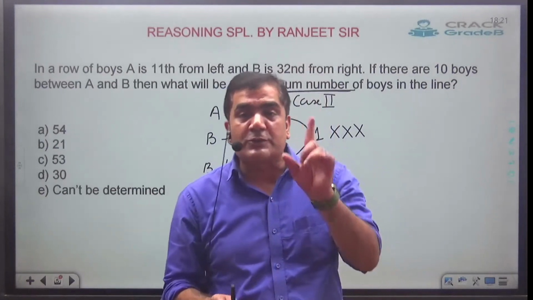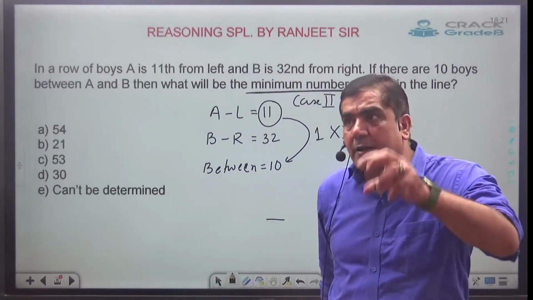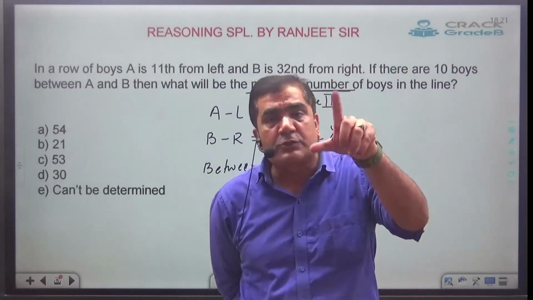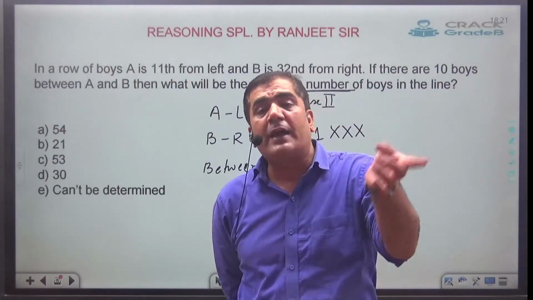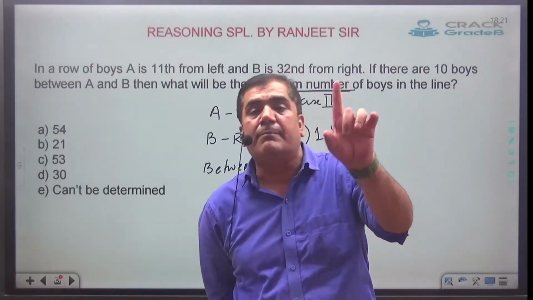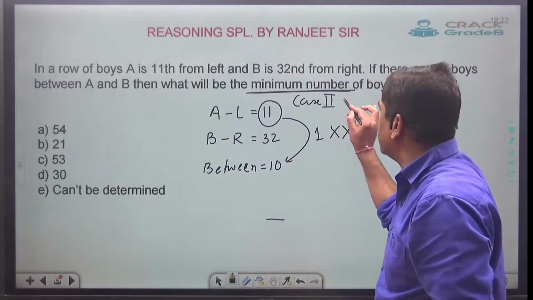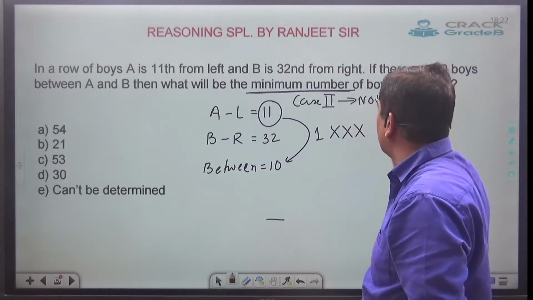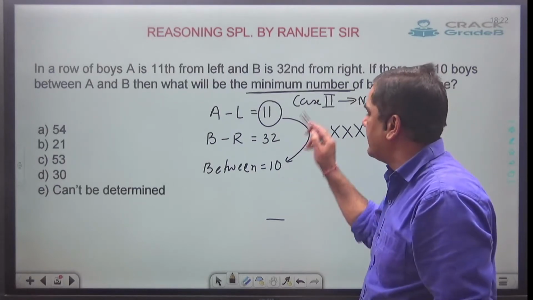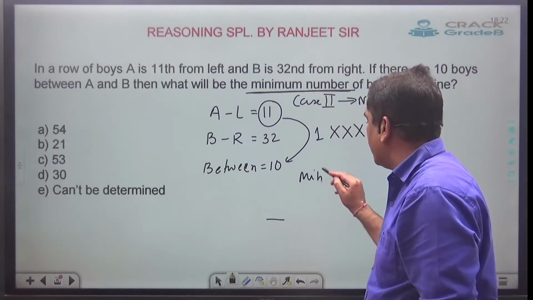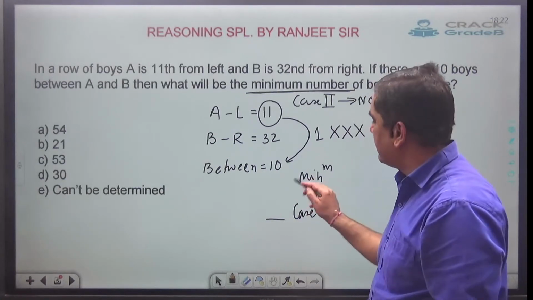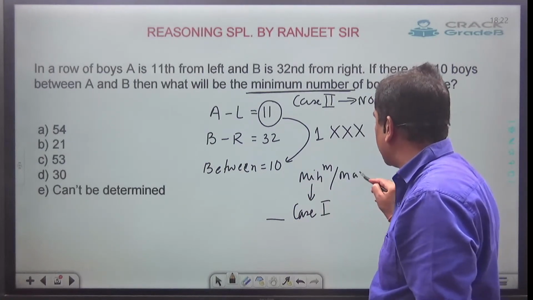Clear? So remember, if the examiner is asking for case 2, and case 2 is not possible, then whatever answer you get from case 1 will denote the minimum as well as the maximum. So here, case 2 is not possible. So my minimum will be the answer from case 1. Maximum as well as minimum, both will be case number 1.